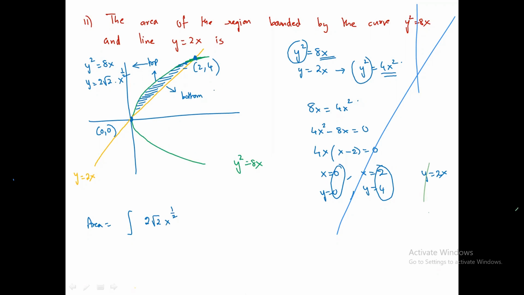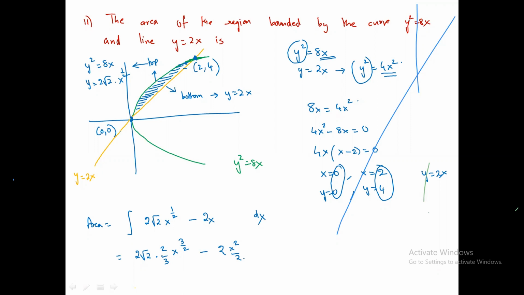Now bottom, what is the bottom curve? The straight line y equals 2x, directly minus 2x dx. You have to find the integral. 2 root 2 is a constant. The integral of x power half is x power 3 by 2 into 2 by 3, minus x integral. 2 is a constant. The integral of x is x square by 2.